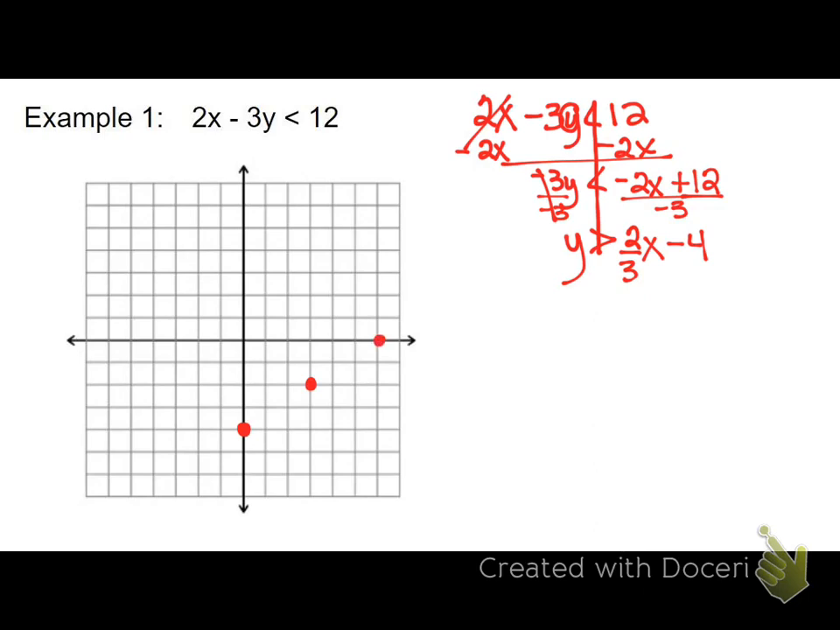When I go to plot this line, based on the inequality sign, is it going to be a solid line or a dashed line? It's going to be a dashed line. So go ahead and graph your line using a dashed line.